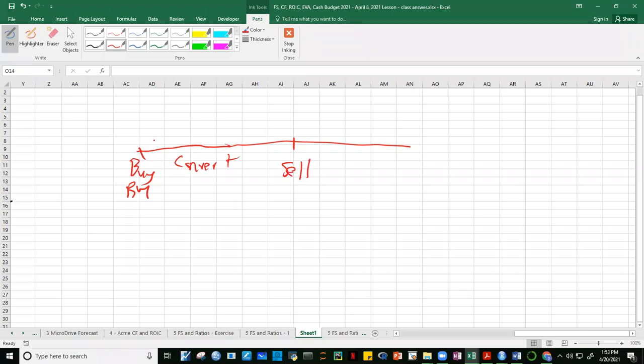Okay, ano to guys? This is your, what's this? Anong tawag sa days na to guys? Hello class, anong tawag doon? What do you call this? Yung days na to, anong tawag dyan? Buy raw materials, convert into finished product, and then sell. What do you call this?